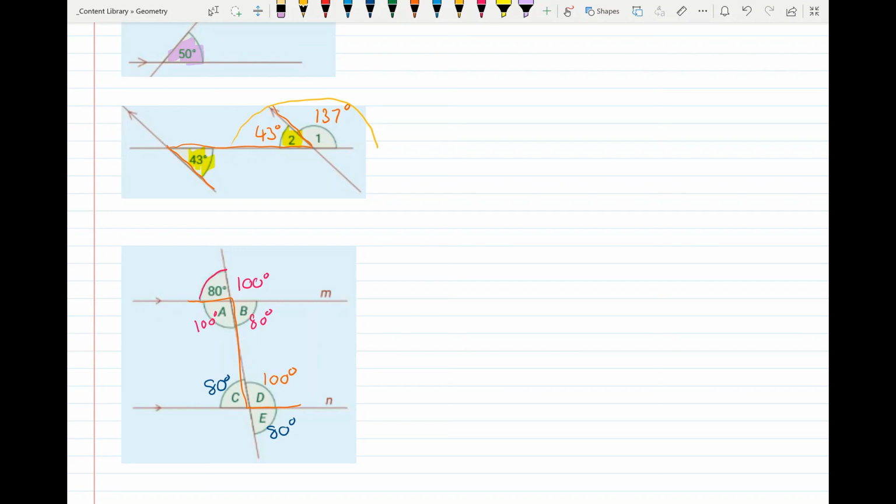Next one is going to be on corresponding angles, which is another set of angles made by parallel lines.